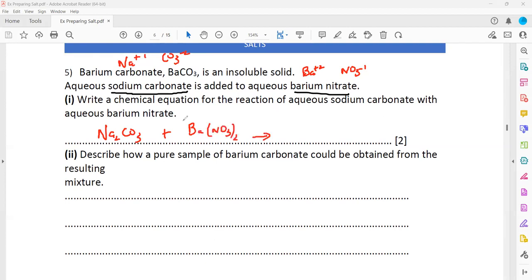When they mix with each other, the barium will take the position of sodium, and sodium takes the position of barium. So barium will come with carbonate, and barium is plus 2 and carbonate is minus 2. So the formula will be BaCO3 plus sodium nitrate. Sodium is plus 1 and nitrate ion is valency minus 1. So it will be NaNO3.